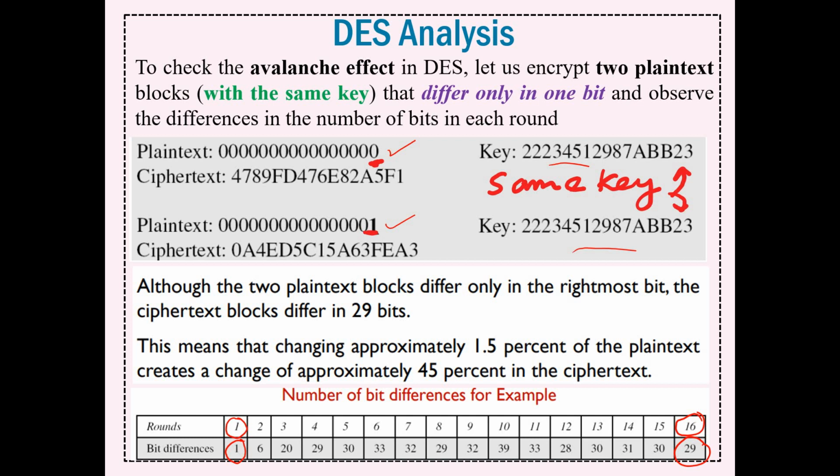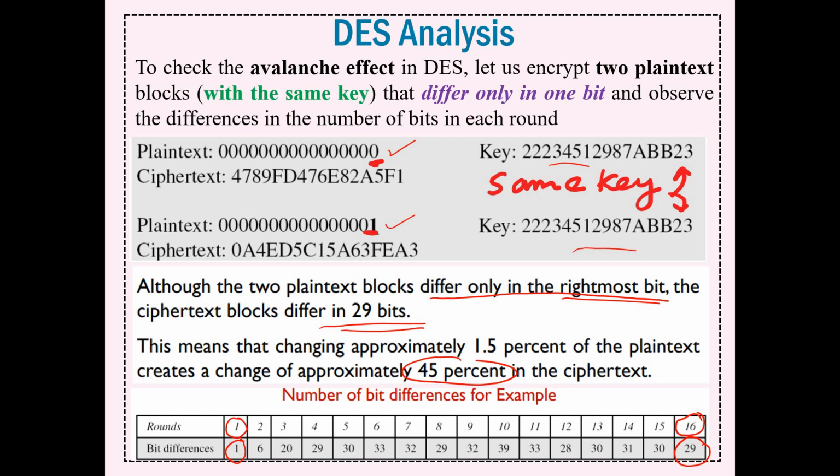Because remember, the in-between changes is not our concern. We are mostly bothered with the first and the 16th. Okay, so that's basically what the idea behind it is. So with respect to avalanche effect, we are observing that for only 1 bit change, there is around 29 bits that are getting changed, which is around 45% of the change that is happening, which is significantly high. That is why we can say that for DES, the avalanche effect is pretty good. There is a significant change that happens for the ciphertext, given that we have changed only a very small change on the plain text. Got it? So that's the example and the explanation to it.